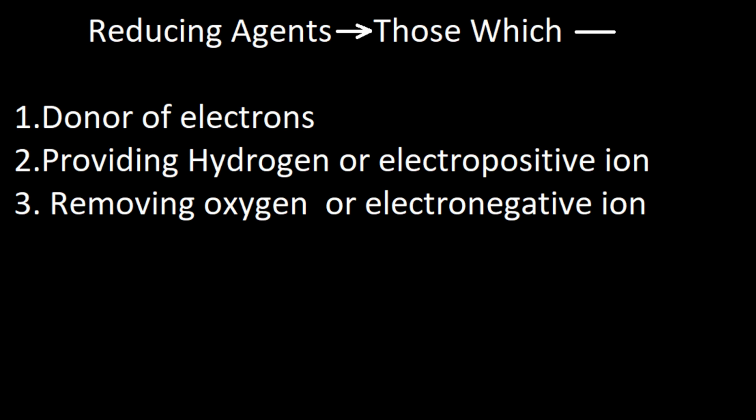Now third one is removing oxygen or electronegative ion. Removing of oxygen means loss of oxygen or electronegative ion. Let us take first example, CuO plus H2, arrow copper plus H2O. In this, loss of oxygen is there by H2. Hydrogen removes oxygen from copper oxide to form water. And in second example, H2S acts as a reducing agent, so it reduces chlorine. It reduces chlorine to form HCl.